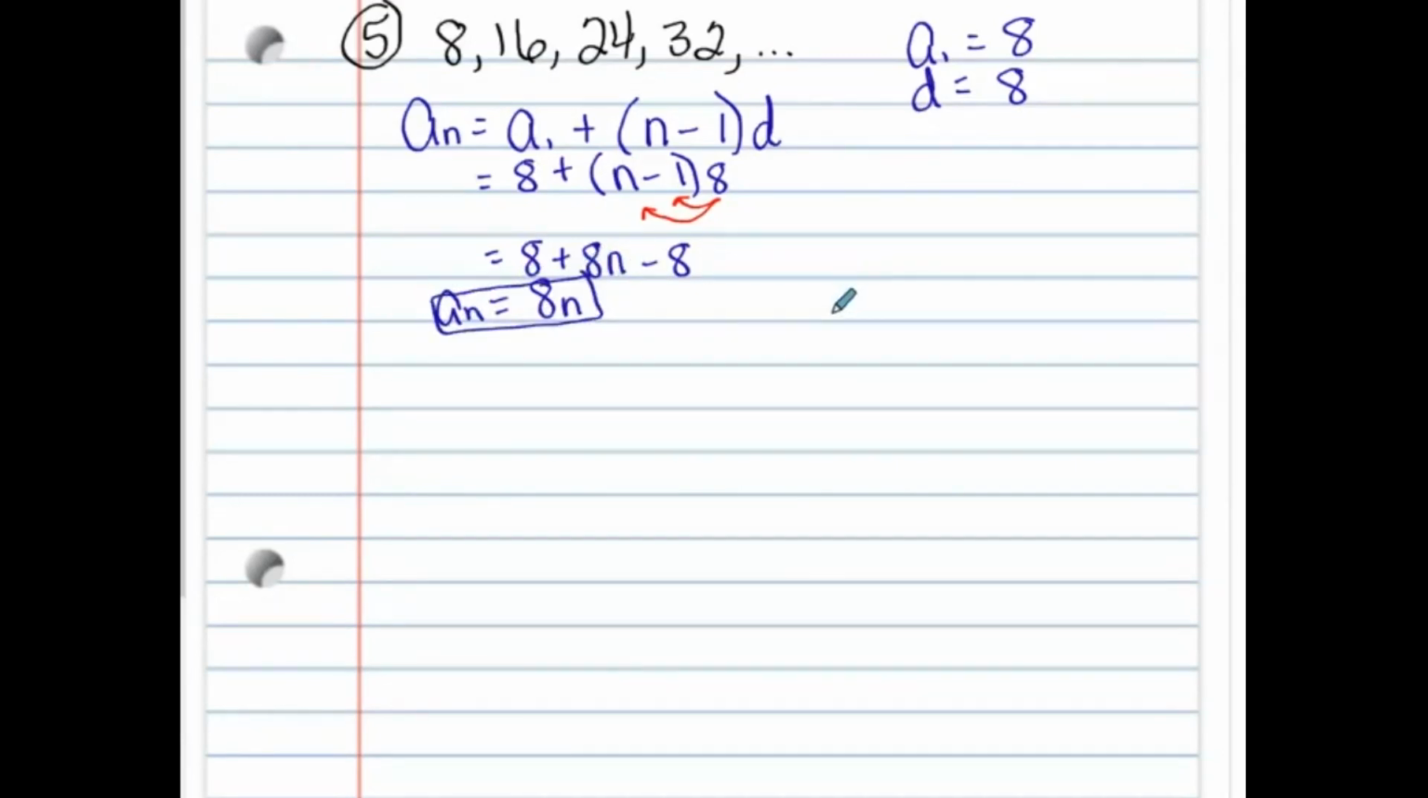That's the equation. Now we have to find out what's the number in the 25th position, right? So we're looking for a sub 25 equals 8 times 25. Okay, use your calculator, plug it in, and what is the solution? What number is in the 25th position? That's it. You got it. 200 is correct.